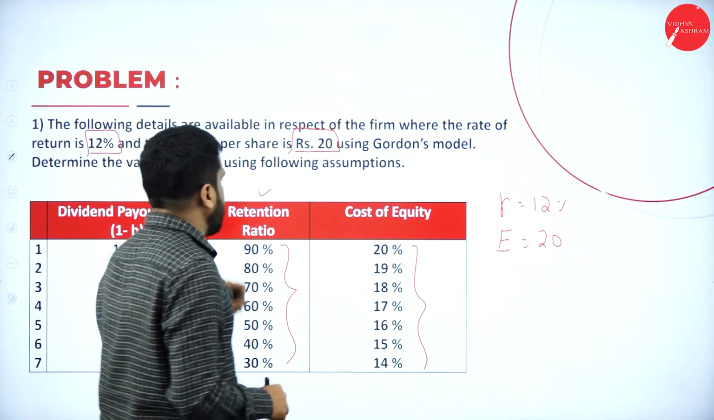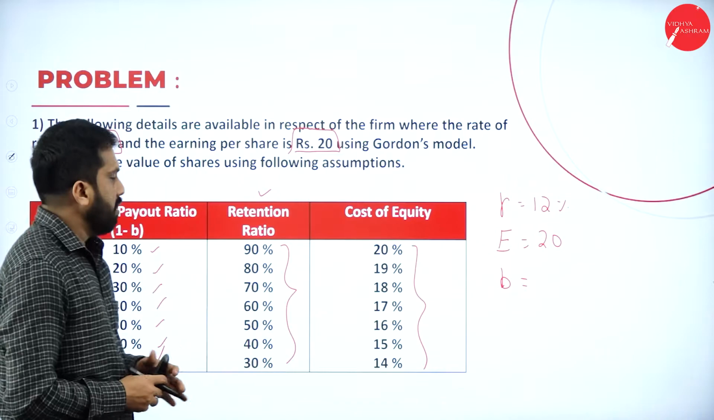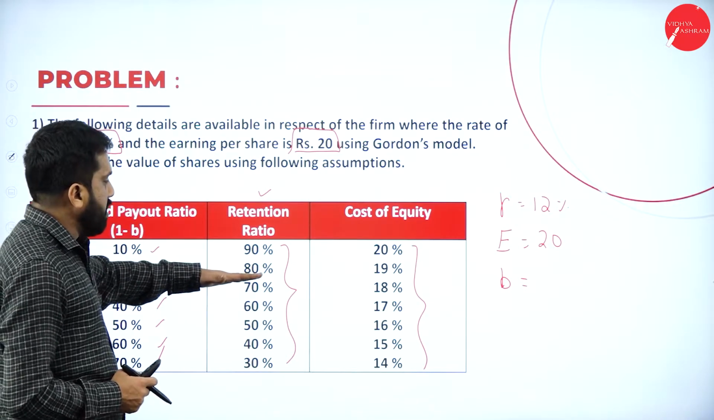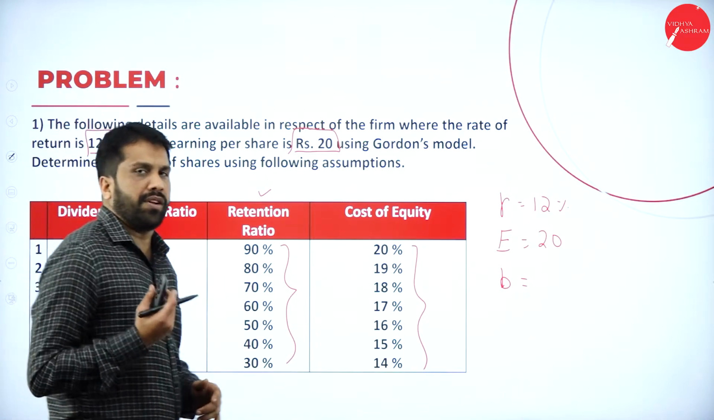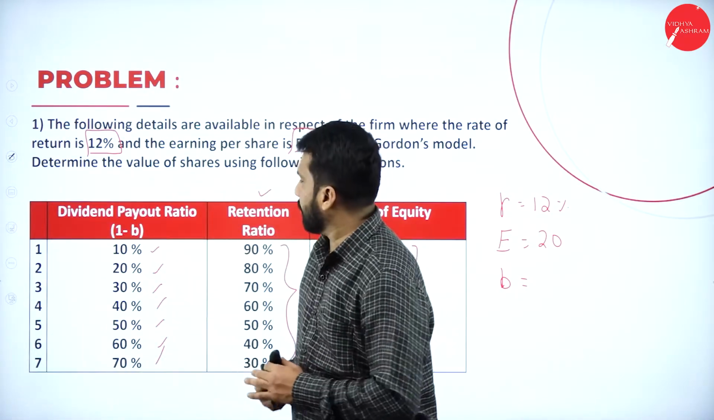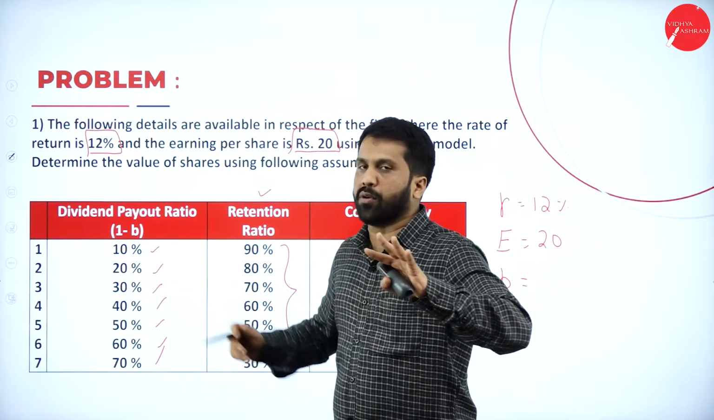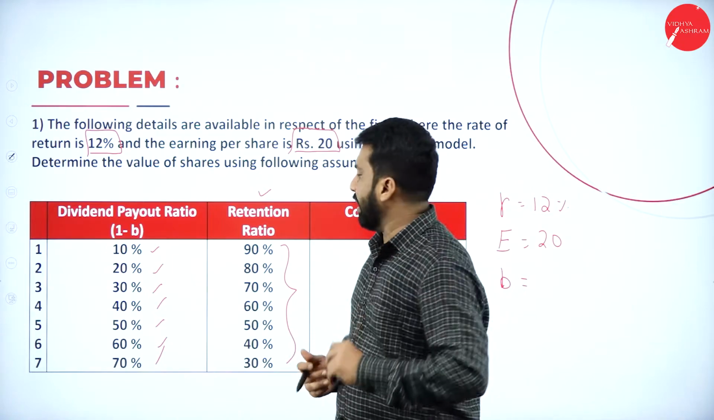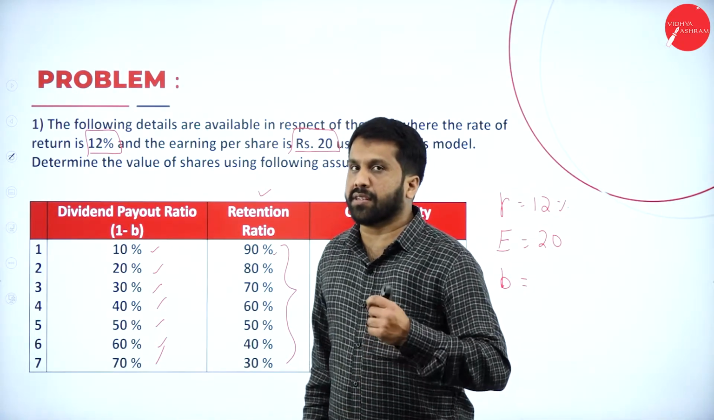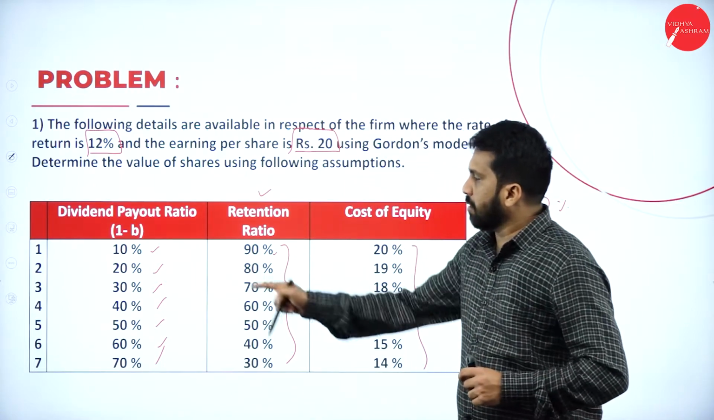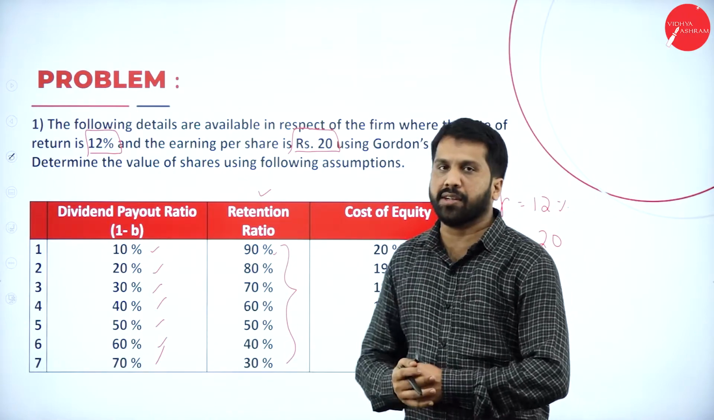Then your retention, we call it B. What is your retention? B. So we have 90%, 80, 70, 60, 50, 40 and 30. What is retention actually? Out of 100%, 10% you have provided as dividend. What is the balance? 90%. Out of 100, 20% you have given as dividend, balance is 80, then 30, 70. Minus 100, you will get your retention balance.